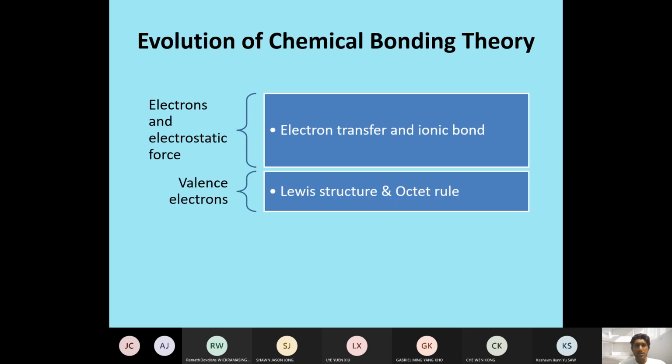Evaluation of chemical bonding theory, I'll go through very fast. There are different types of electron theory. After the atom was discovered by Rutherford, from tutorial 2, when Rutherford came out with his gold foil experiment, people were very interested to know. That's the first time they knew that there are very, very small things inside the atom, so the atom can be divided.